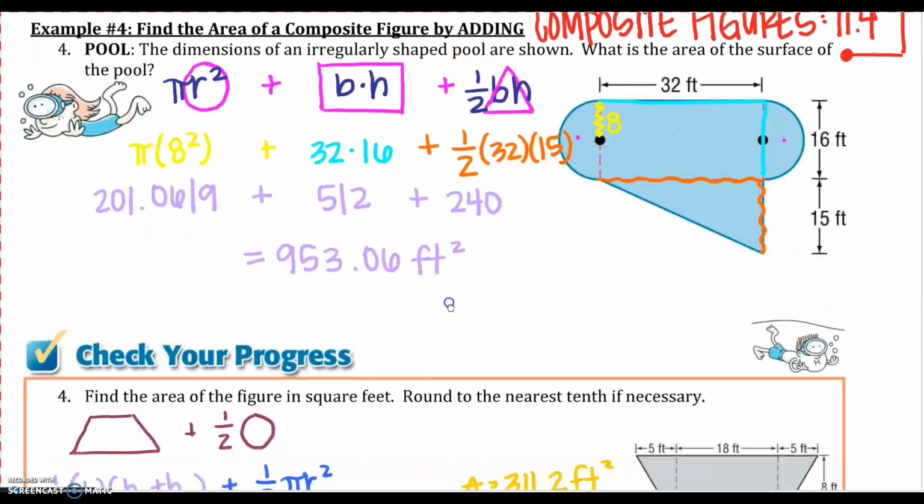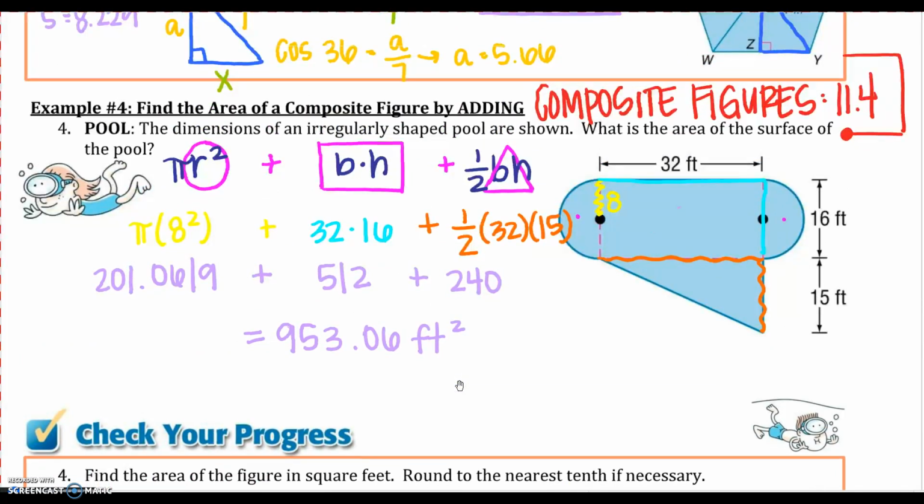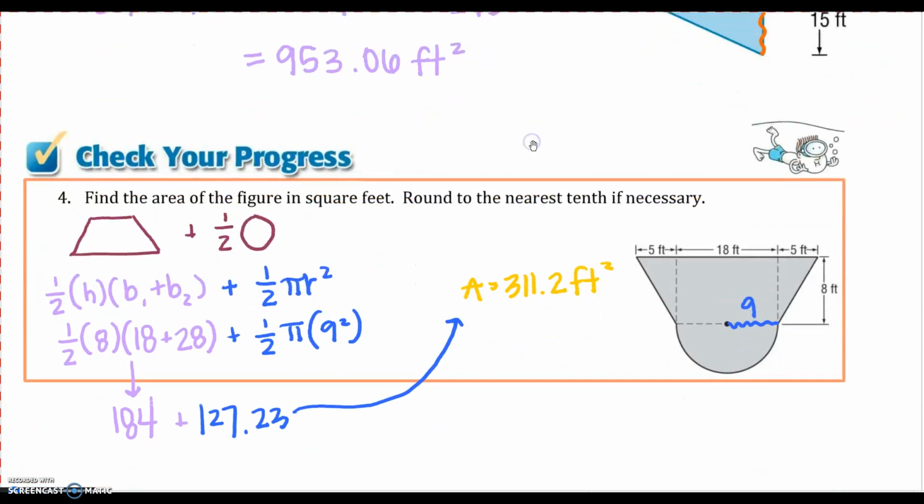All right, the next one down, you can do it a few different ways. I looked at it as a trapezoid and half of a circle. You could also do 2 triangles, a rectangle, and half a circle. You just have to make sure that when you do the half circle, you use that 1/2 in there. So there is my answer, 311.2.